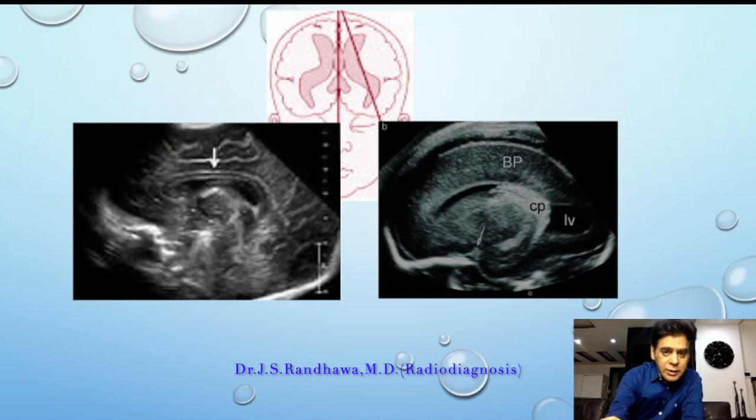So just shift the probe, tilt it a little bit, get a section like this. Once you are getting a section like this, a CSF filled area without choroid plexus, you know that you are dealing with cavum septum pellucidum. That's all.